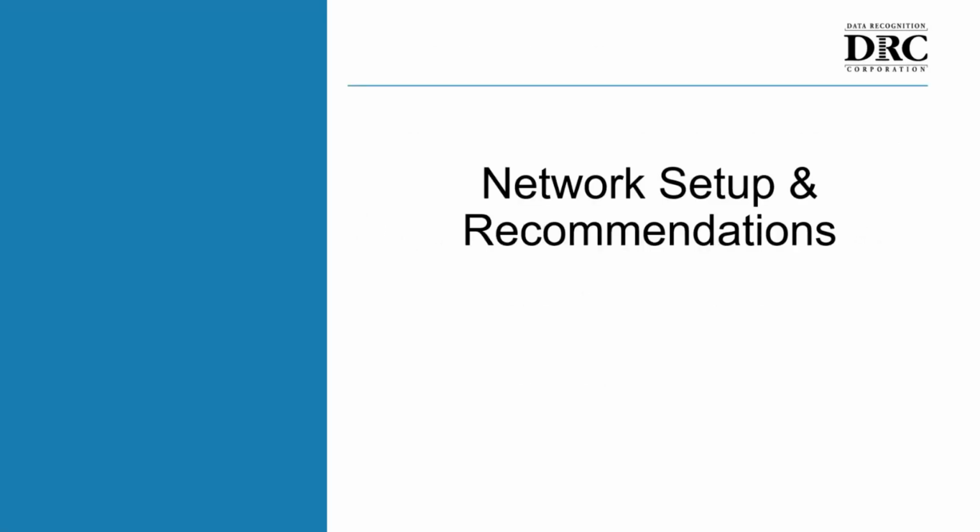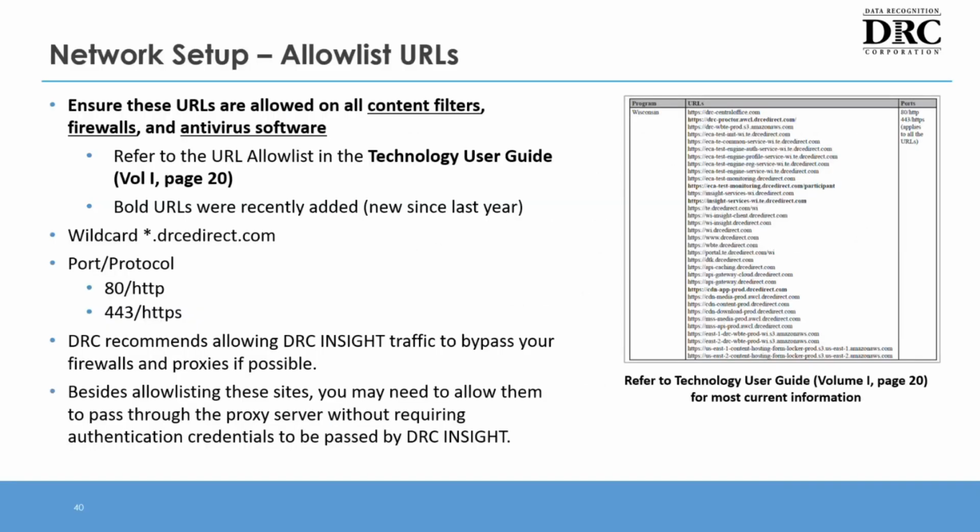Lastly, let's talk about network setup and recommendations. As I mentioned earlier, every year there are new URLs that are added to the Allow list, and this list can be found in the Technology User Guide, Volume 1 on page 20. The bold URLs were recently added, so you'll want to ensure those URLs are allowed on all of your content filters, firewalls, and antivirus software.